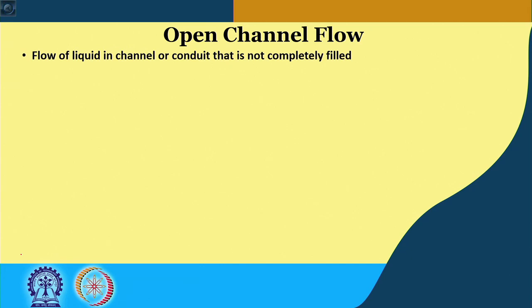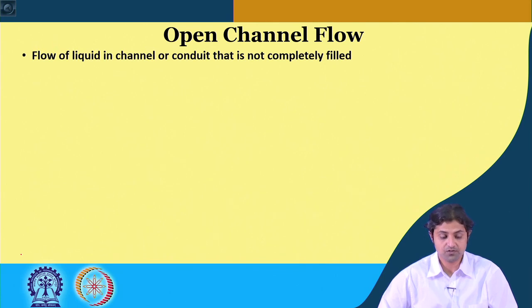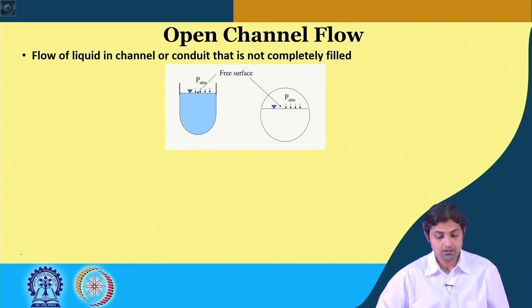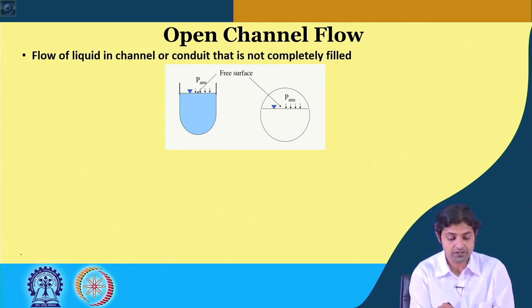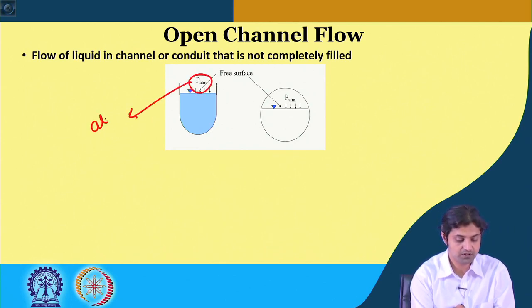So, open channel flow. The first question that comes to my mind, and of course, it would be coming to your mind as well, is: what is open channel flow? The most basic definition of open channel flow is that it is the flow of fluid in a channel or a conduit that is not completely filled with water. This is an illustration where you see a tube in which some water is filled, but the free surface is exposed to atmospheric pressure. So, P atmosphere means atmospheric pressure.